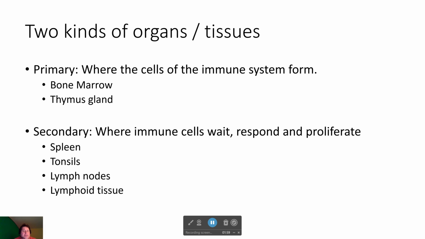Secondary are where the immune cells wait, respond, and proliferate, where they're kept when they're not being activated. These are the spleen, tonsils, lymph nodes, and other lymphoid tissue.